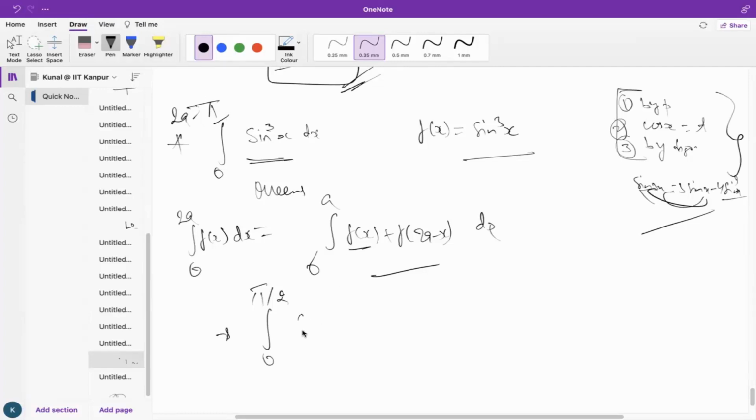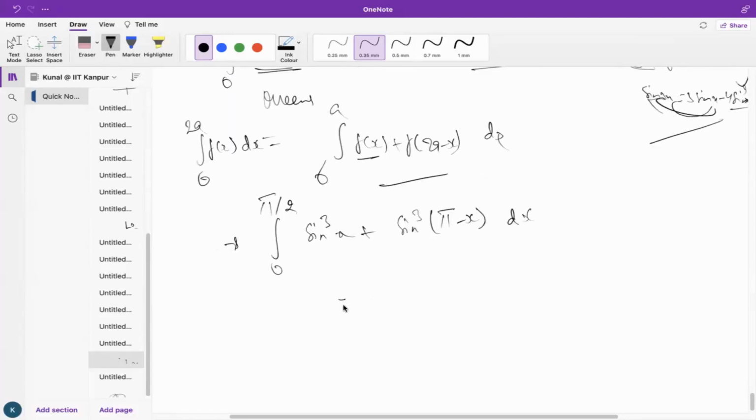And there will be sine cube x plus sine cube of (pi minus x). What is sine of (pi minus x)? It is sine x. So we can write 2 sine cube x dx from 0 to pi by 2. You see that we get twice the value, since both terms were the same.